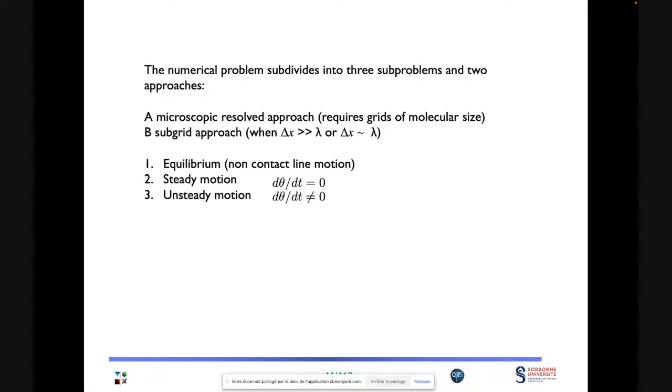And then there are 3 subproblems: the equilibrium problem, no contact line motion, where we don't have any singularities, the steady motion problem, and the unsteady motion problem.